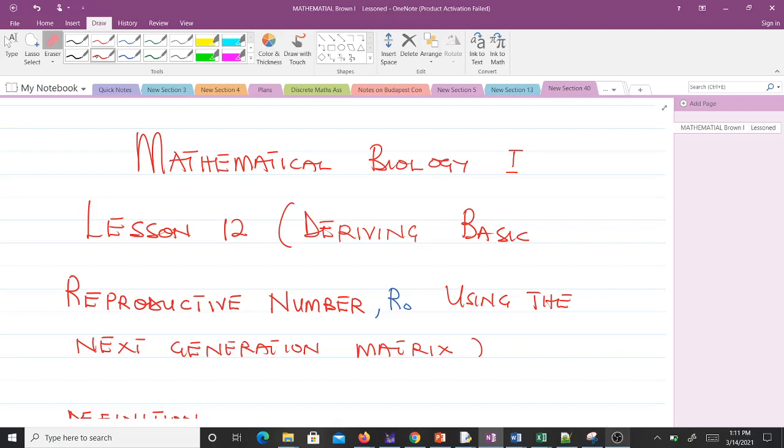matrix. So, if you could recall from lesson 9, we used the next generation matrix to derive the basic reproductive number for the SEIR model. But in this lesson, we are learning how to use it generally to derive R naught for any model that you have. Okay.